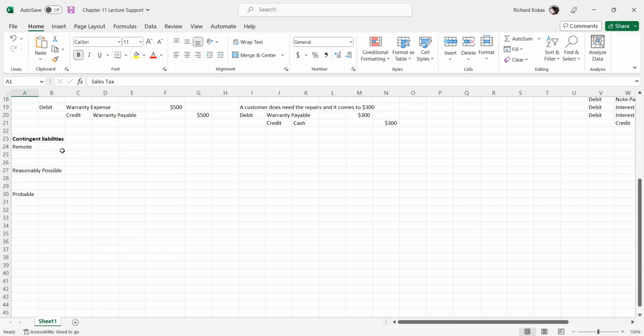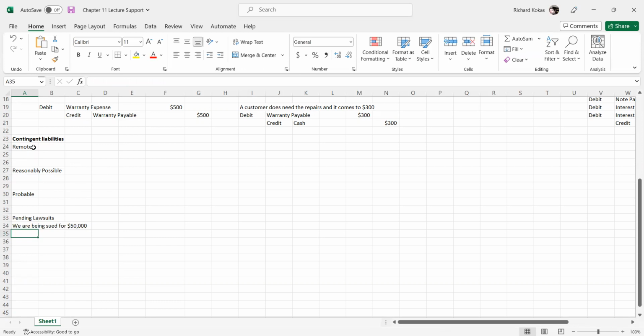A good example of a contingent liability, one that we always go to, is pending lawsuits. Your company is being sued and you don't really know for sure if you're going to win or lose. So think of a lawsuit: we're being sued for $50,000.